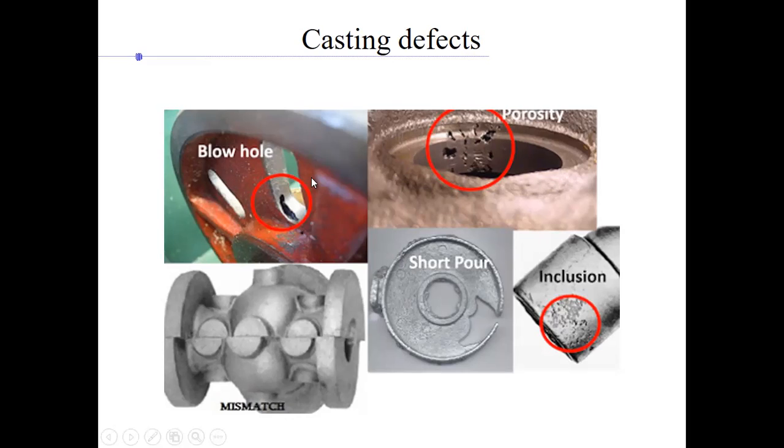This is probably a spoke of a machine component, probably a flywheel or something. But the point to be noted here is you have a blowhole. This is what you call a blowhole defect.